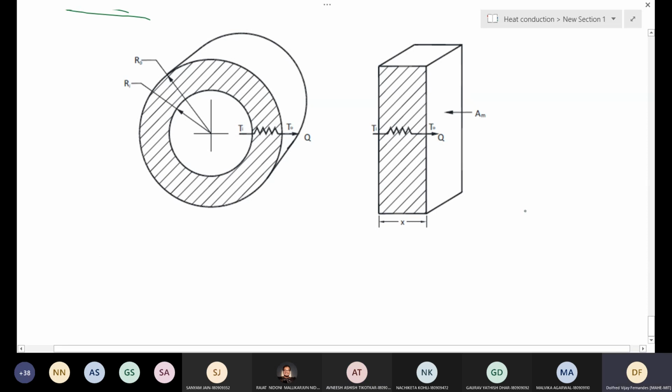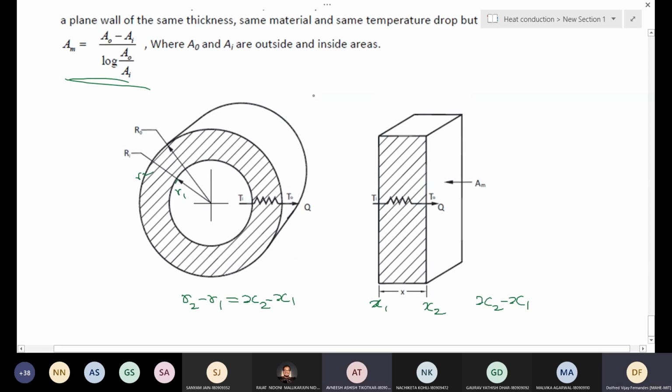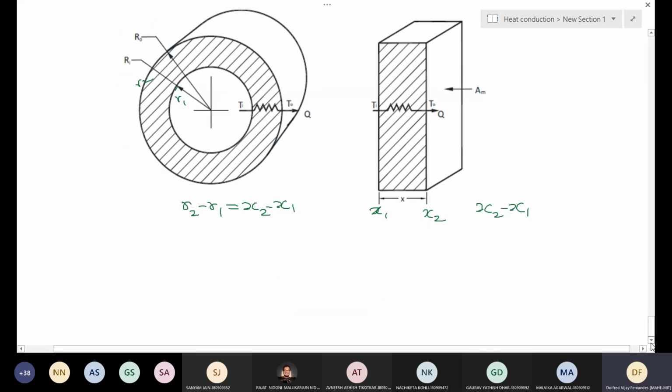Wall thickness in the sense, what is the thickness of the planar wall? This is say x1, this is x2. So thickness we write x2 minus x1. For the cylinder, inner radius is r1, outer radius is r2. So thickness is r2 minus r1. So r2 minus r1 equal to x2 minus x1. So you now know the formula for obtaining the rate of heat transfer for the cylindrical wall.